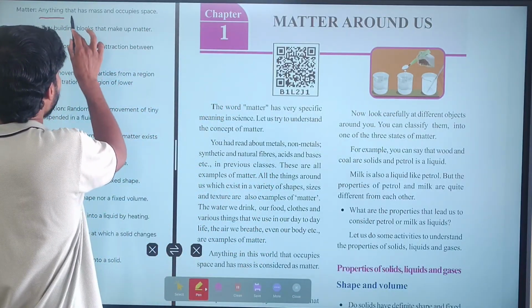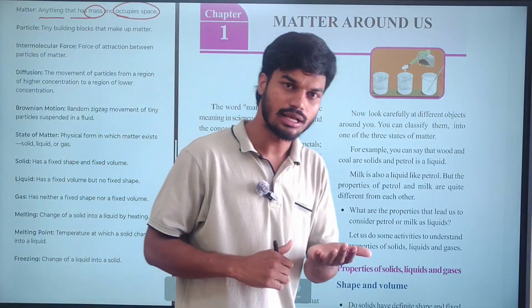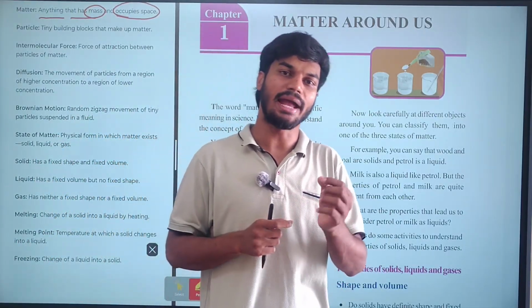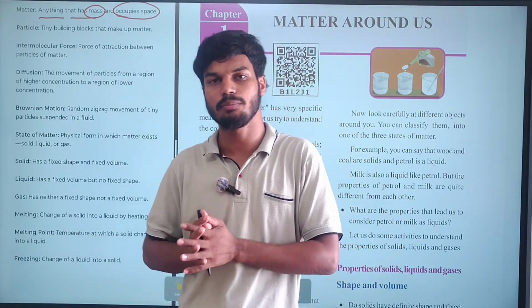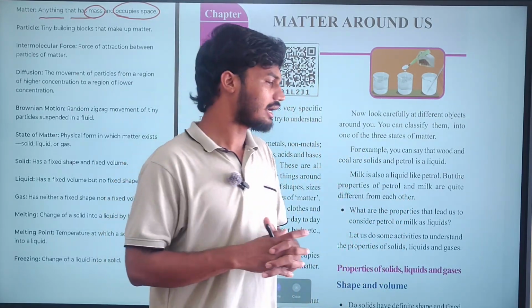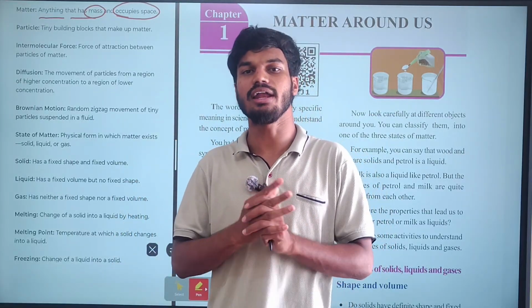Matter is anything that has mass and occupies space. Anything that has mass and occupies space is known as matter. From the smallest, minute, invisible particle to the larger particles, everything is considered matter. Matter is majorly classified into three categories, that is solid, liquid and gases.